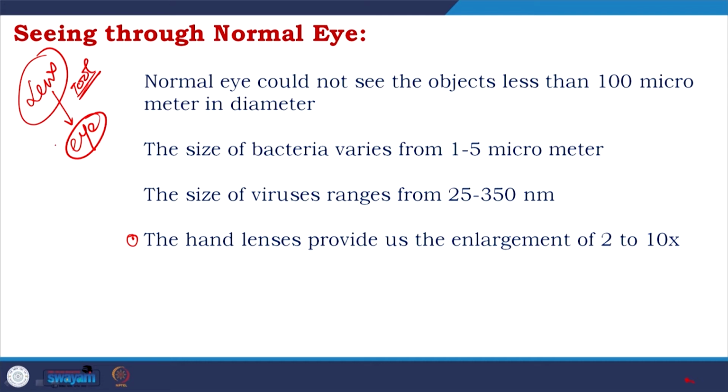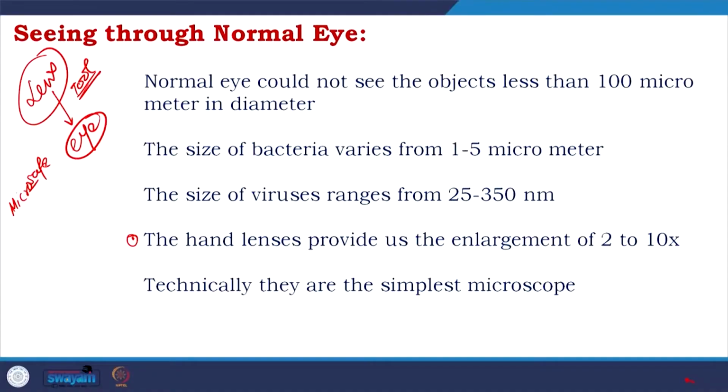The lens is helping you to magnify, to enlarge the object. This is the basic concept of a microscope, something which helps your eye to see by making an enlargement of that object which is not in the limit of your eye. You will say that that is a basic microscope. So, technically they are the simplest microscope.